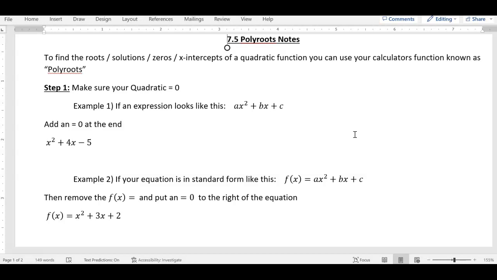All right, now, to find the roots or solutions or the zeros or the x-intercepts, these all mean the same thing, right? You can use your calculator function known as the polyroots function, okay? What do you need to do? Step one, make sure it equals what? 0. Now that's what we were doing last week, right? It has to equal 0.